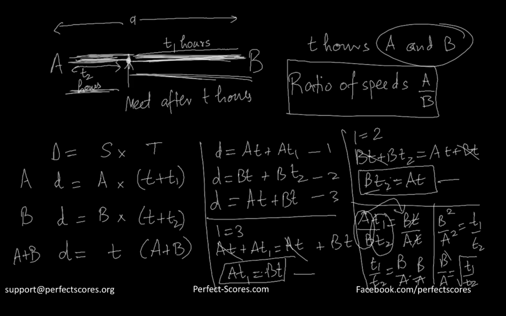So this is their rendezvous point. This is where they meet, and after this it takes T1 hours for A and T2 hours for B to complete the distance. They meet after T hours. So I have these three equations set up, very easy equations. Distance is equal to speed into time, nothing more than that. I solve these equations, I get this. So the ratio of their speeds is square root of T2 over T1. That's A by B and this is B by A.